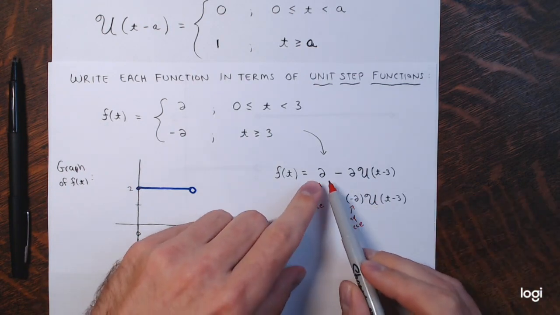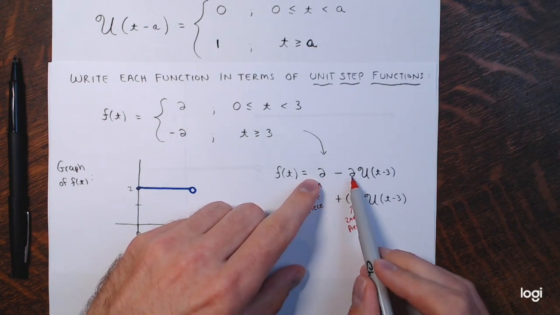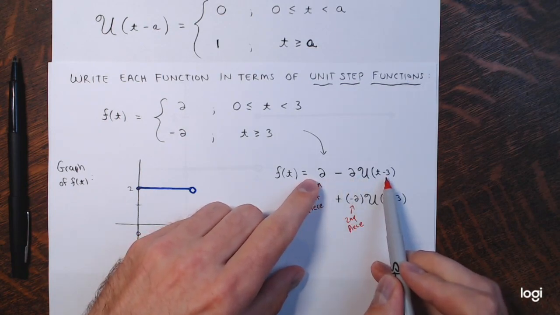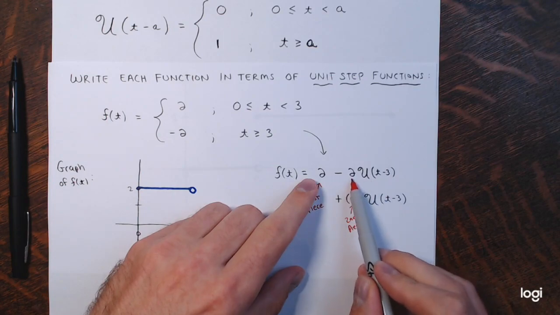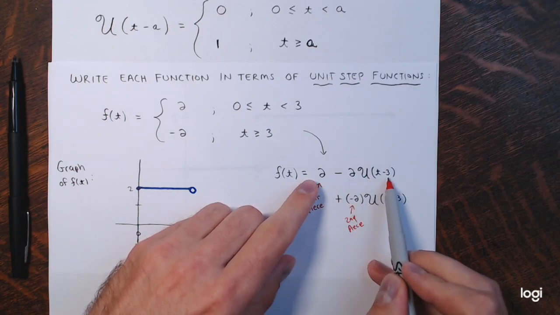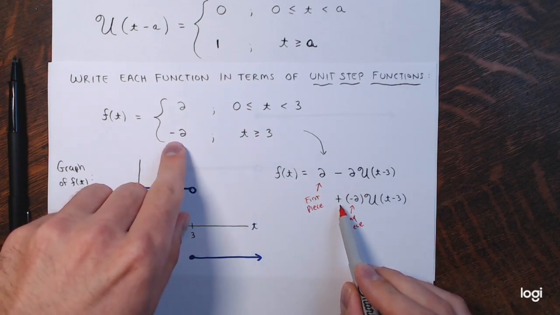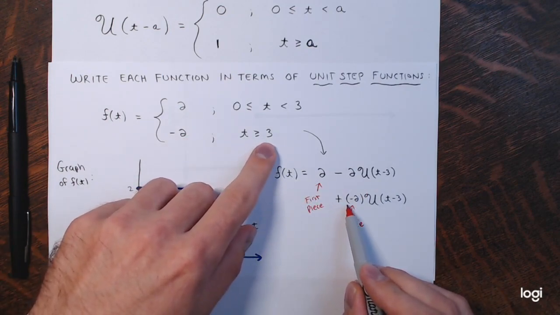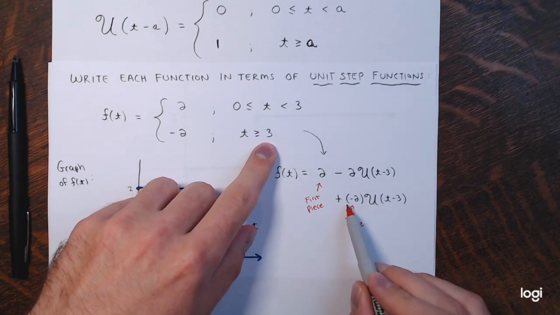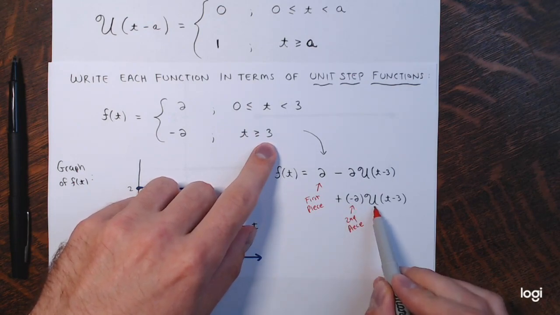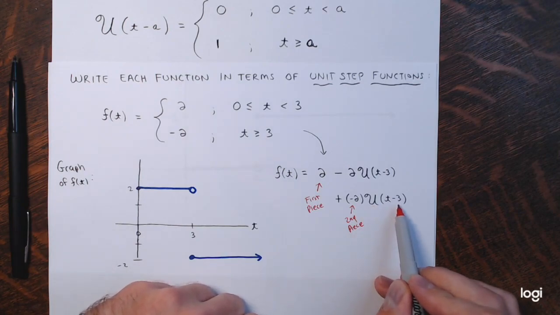So again, I start with the first piece. I take that first piece away after t equals 3. That's, take away that first piece times the unit step function at t minus 3. And then I want to add on the second piece after t equals 3. So I add the second piece, negative 2, times the unit step function at t minus 3.